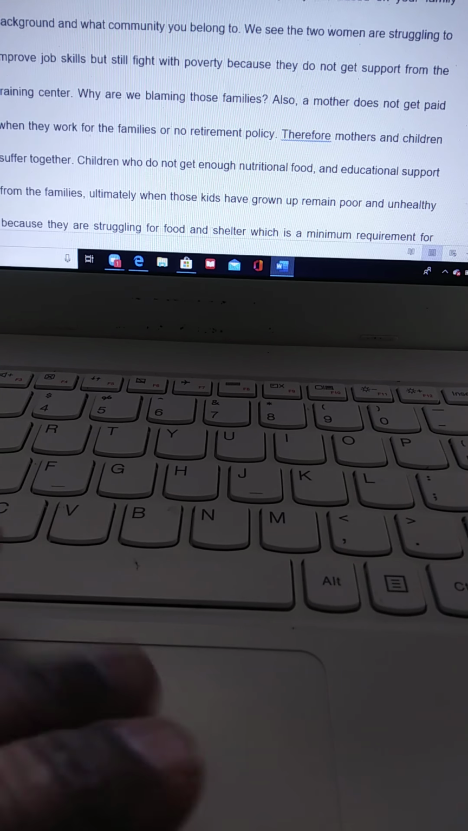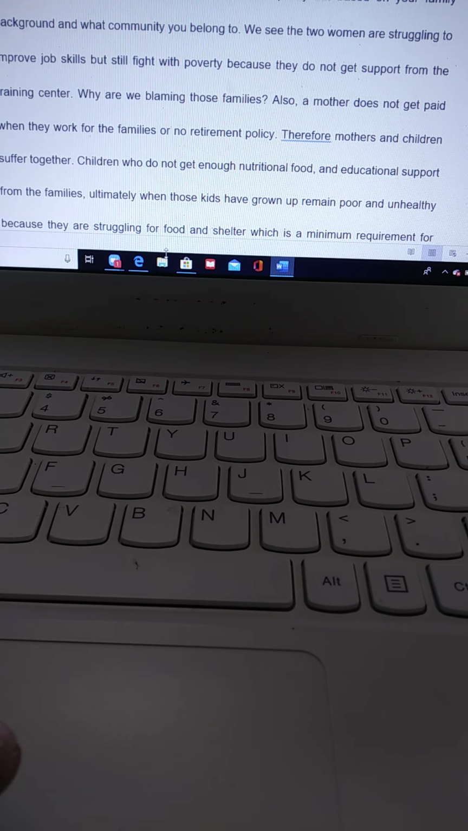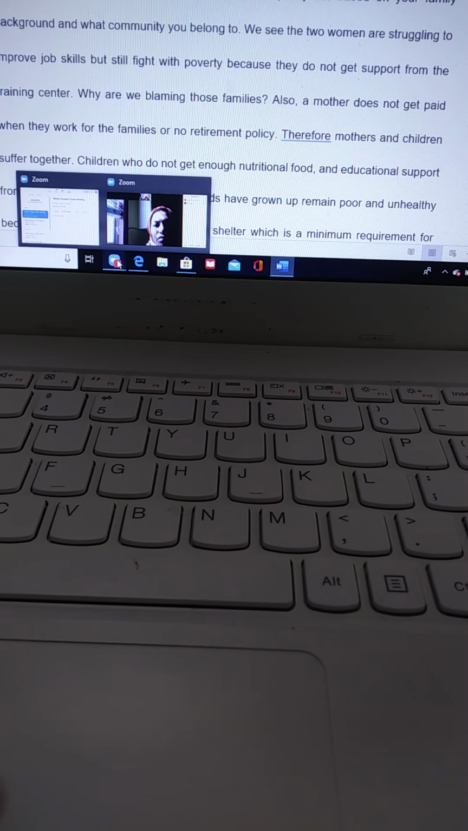So where are you getting that information? Oh wait, can you see the screen? Hold on, I'm just trying to send it to you.